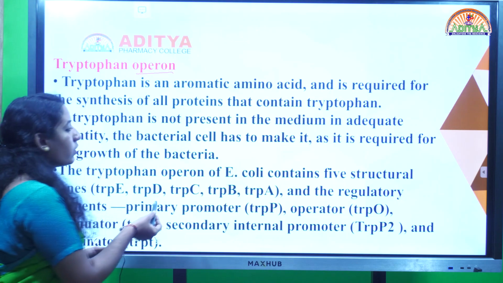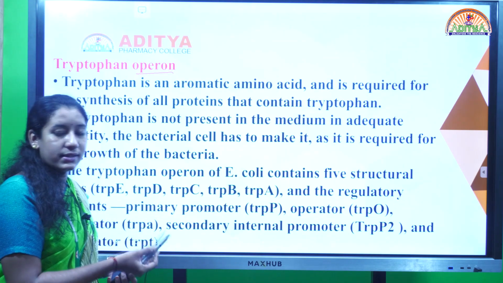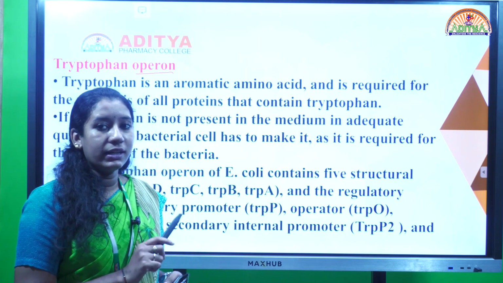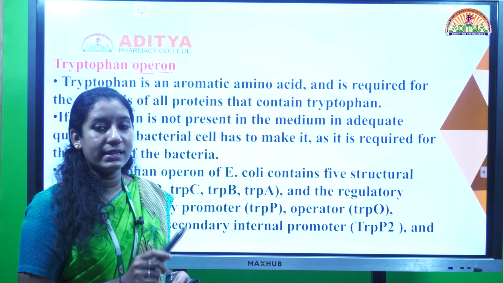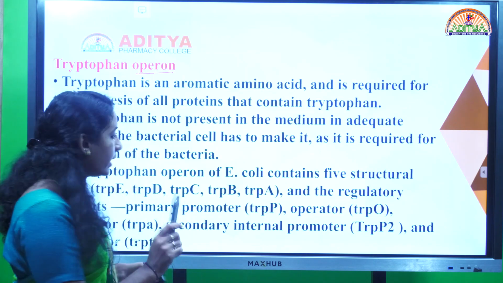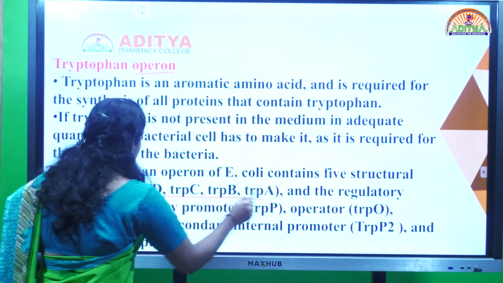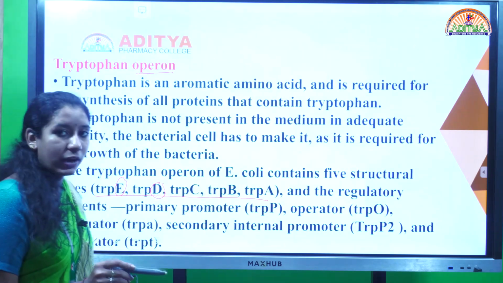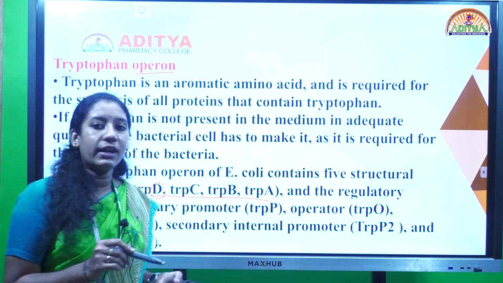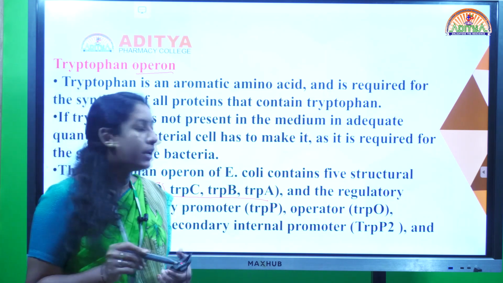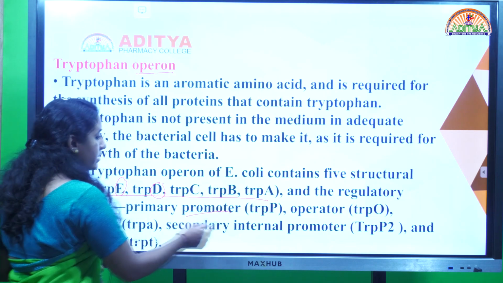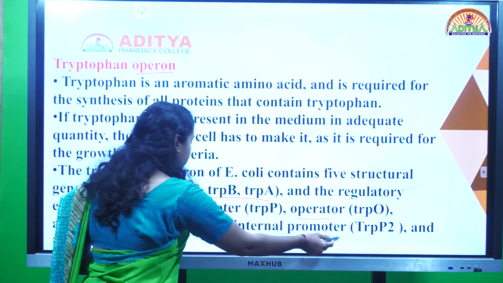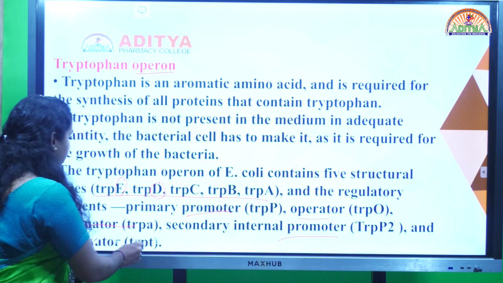So the tryptophan operon of E. coli contains 5 structural genes. If you see the lactose operon, it contains only 3 structural genes, but here the tryptophan operon contains 5 structural genes: tryptophan E, D, C, B and A. And same as in the lac operon, it contains a regulator site as well as the promoter region. Here it also contains a promoter region, operator region, attenuator and secondary internal promoter as well as terminator region.